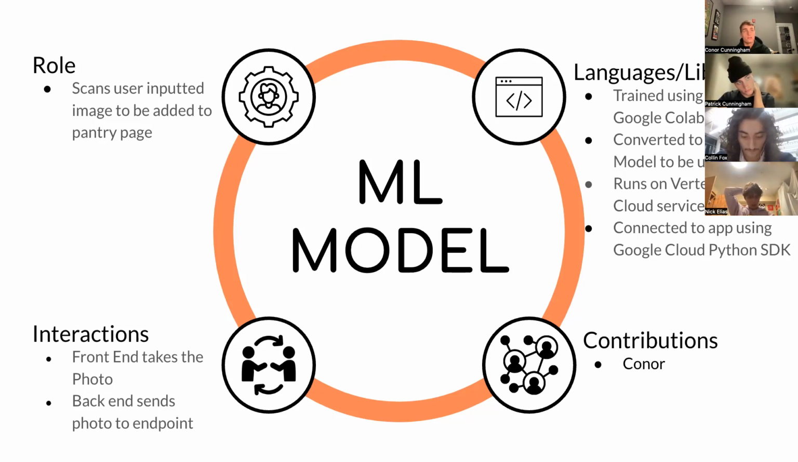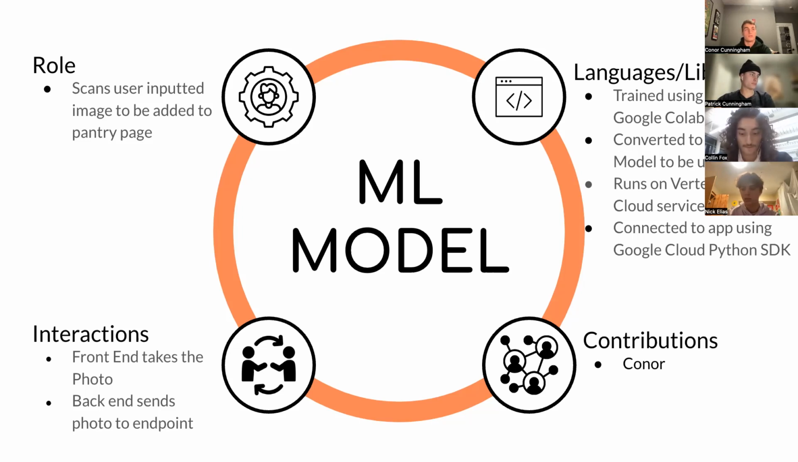The languages and libraries that we used for this: we trained our own image classification model. There are a lot of TensorFlow models that were available to us, but it was hard for us to find one that was really fine-tuned to food. A lot of them are more specified for just everyday objects such as phones or erasers or pencils, so it was nice that we trained our own model.